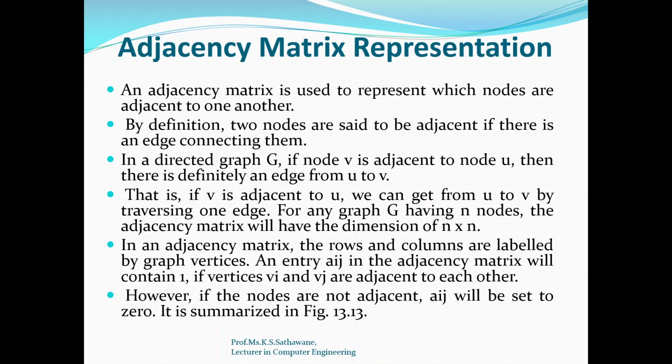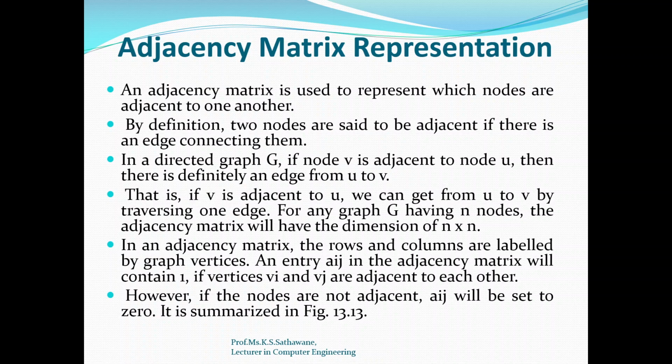So in a directed graph G, if node V is adjacent to node U, then there is definitely an edge from U to V. Means both the nodes are connected with the help of an edge. That is, if V is adjacent to U, we can get from U to V by traversing one edge. For any graph G having n nodes, the adjacency matrix will have the dimension of n by n, means n rows and n columns.